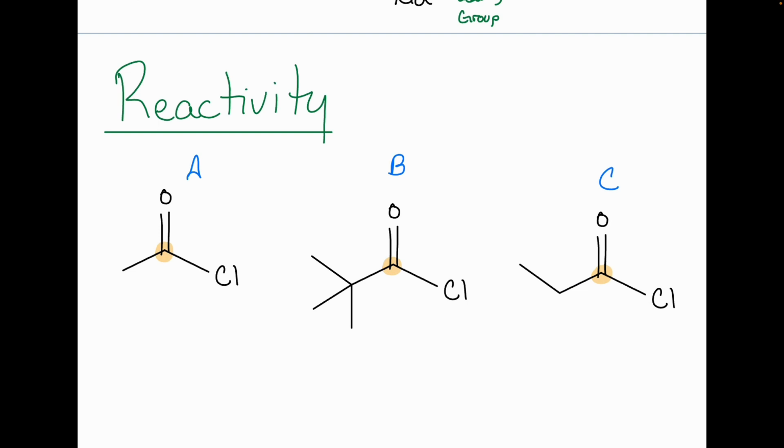Why A? Accessibility. It's just a very simple steric argument. You have to have a nucleophile be able to approach the electrophile in order for the reaction to occur. So the more accessible that electrophile is, the more reactive that molecule is. So then which one of these is going to be the least reactive of the three? B, the one that's all crowded with those methyl groups, right?